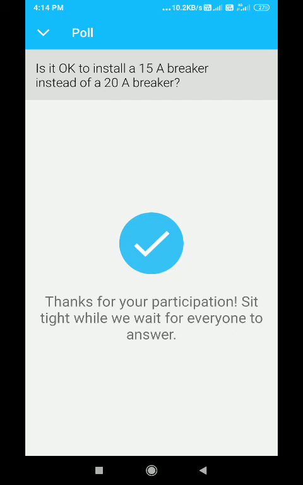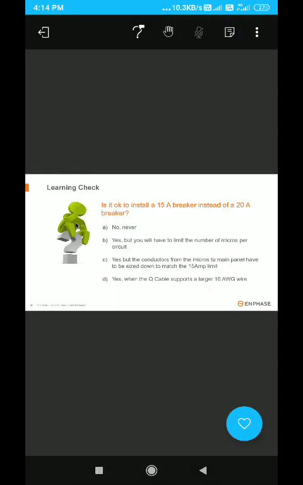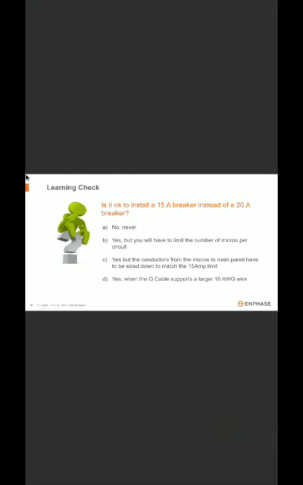All right. The majority is correct. Majority of you have given the correct answer. The reason for having 20 amps is basically to have the full capacity. When you have the full capacity of your branch circuit, that means you are using 12 IQ7 microinverters. That is when we need it. But absolutely you can do that. What would be impacted is that you will have to limit the number of micros.